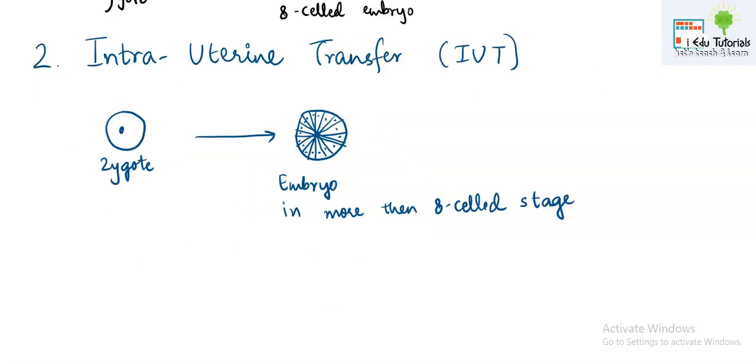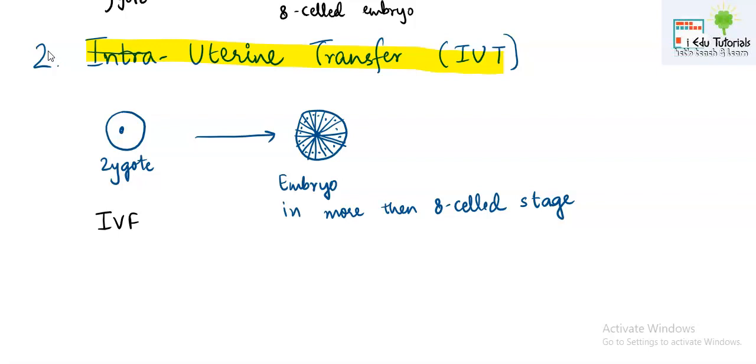The second type of ART is intra-uterine transfer. In this method also IVF will be done, meaning in vitro fertilization will be done. And this will lead to the formation of a zygote. The zygote will divide to form the embryo. We have seen in ZIFT that the embryo was transferred at the 8-cell stage.